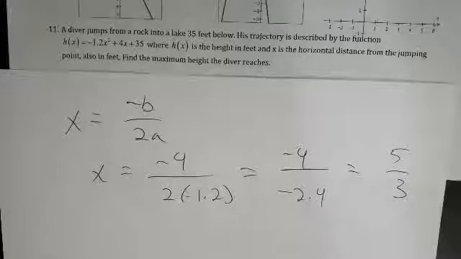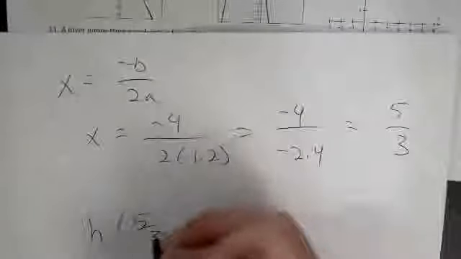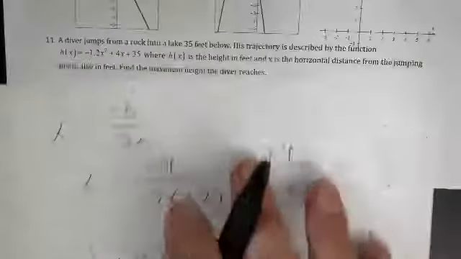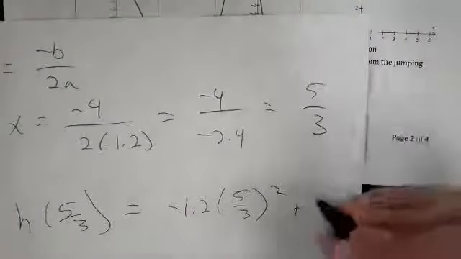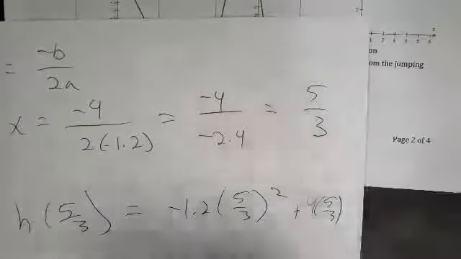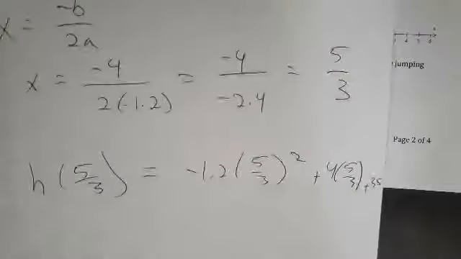If we want vertical distance, what do we have to do with this number? Or if we want the height, what are we doing with this number? We are plugging it into the equation to find the height. We have an equation that will find the height if we plug in an x value. So now that's what we're doing. Minus 1.2 and then 5 squared plus 4 times 5 squared. We have a plus 35. I'm running out of room here, but I'm going to squeeze it in there.